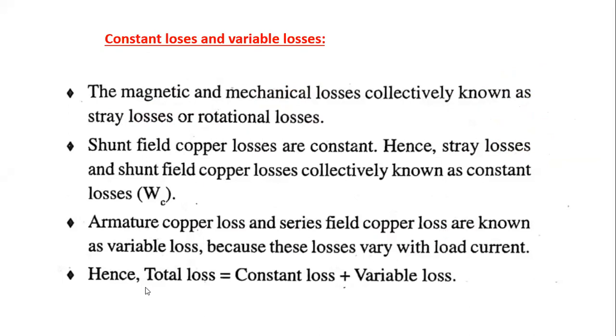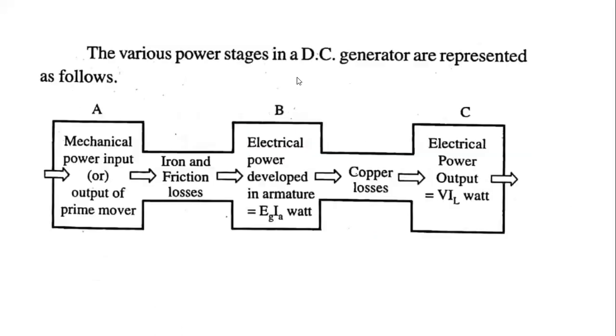Therefore, the total losses equal constant losses plus variable losses. These are the various types of losses that will be obtained in the DC generator.